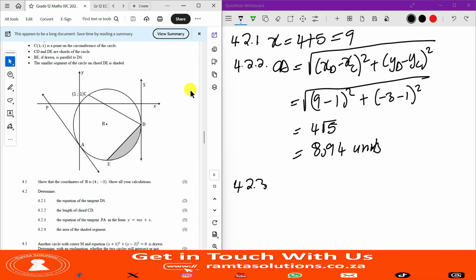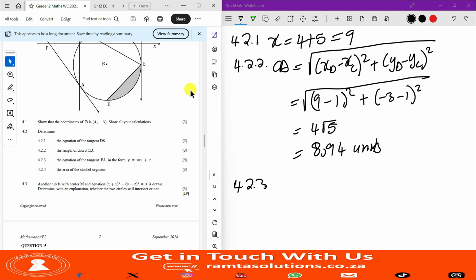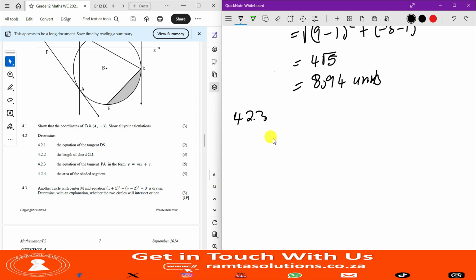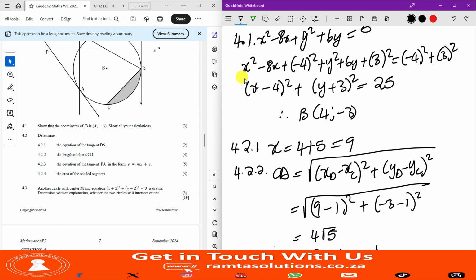Since we know nothing, let's see now. We need to find the coordinates of A. Okay, so let's move quickly. We need to find the coordinates of A, and if you recall, we did find the equation. So using the equation, we can find the coordinates of A. Okay, so we'll say here x is equal to 0.